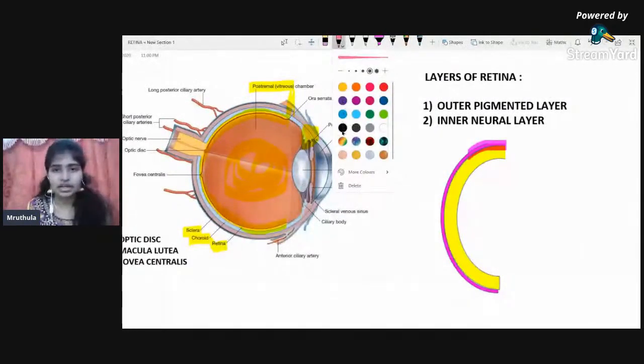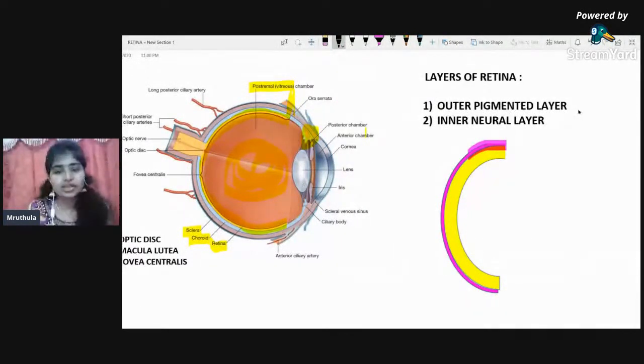Speaking histologically, we have 10 layers in the retina. There is one outer pigmented layer, and there are about 9 neural layers within the inner neural layer. So it is 1 plus 9, which constitutes a total of 10 layers in the retina histologically, but fundamentally you can put all those 10 layers into two groups, the outer pigmented and the inner neural.